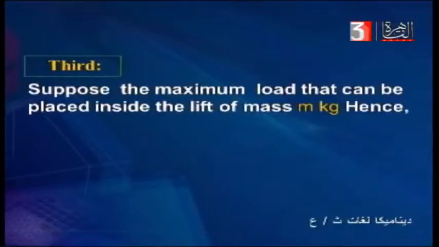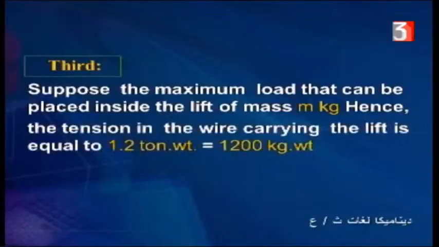Now, the third required. Suppose the maximum load that can be placed inside the lift is of mass m kilogram. Hence, the tension in the wire carrying the lift is equal to 1.2 tons weight, or 1.2 times 1000 equals 1200 kilogram weight. Now, what is the equation of motion?